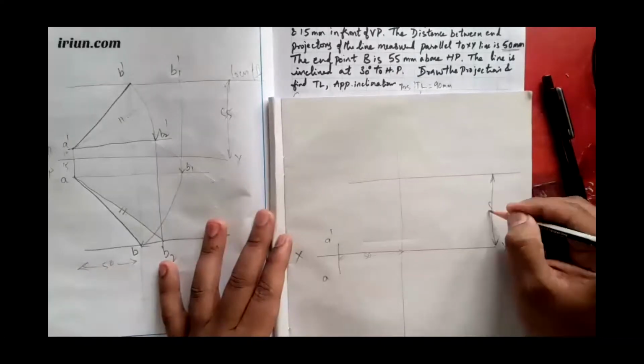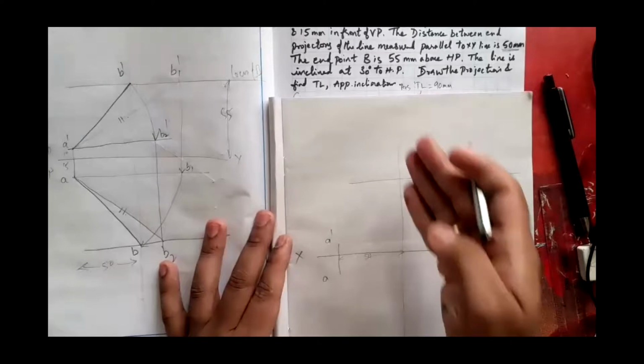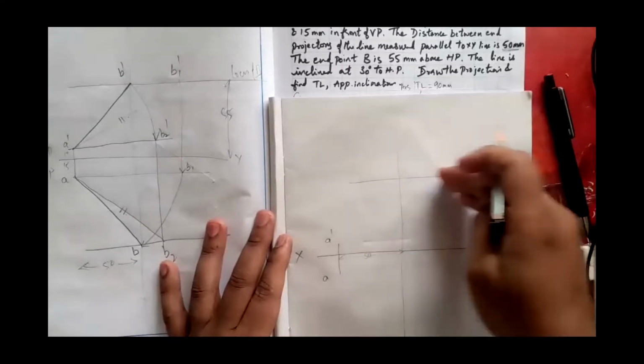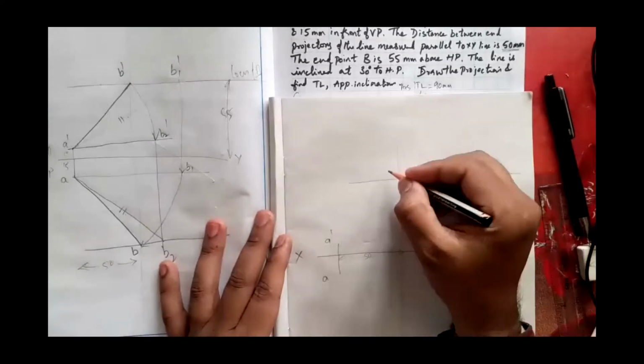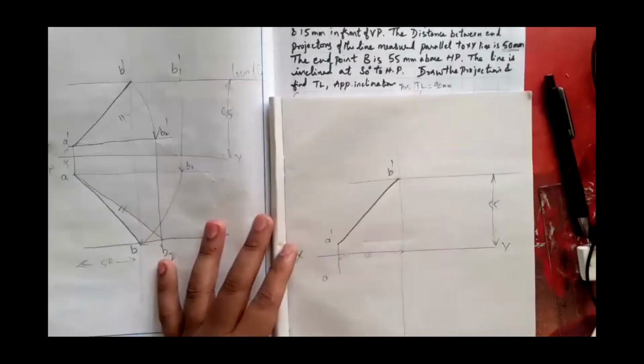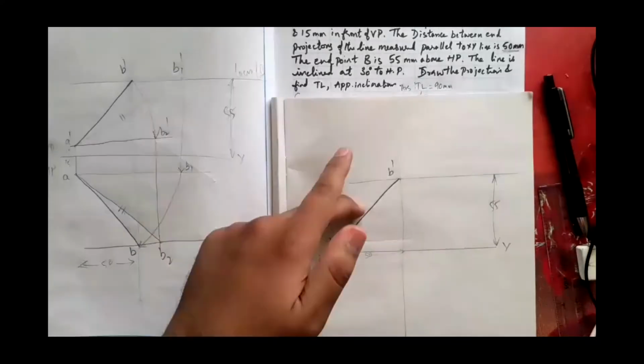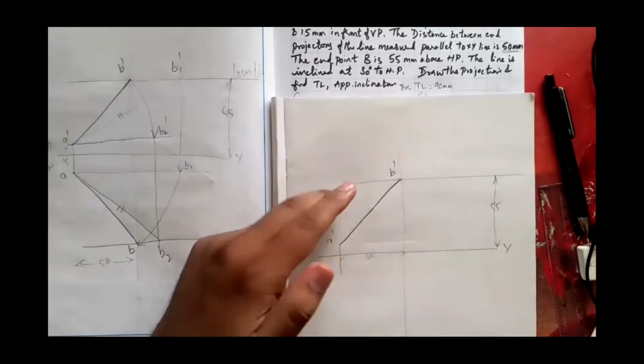Got it? Yes, sir. This is distance between end projectors. This is locus of B directly given. Then what is this? Directly it is A dash B dash, front view. Earlier problems you were finding out this front view from the true length on horizontal plane. But here directly you got the front view.